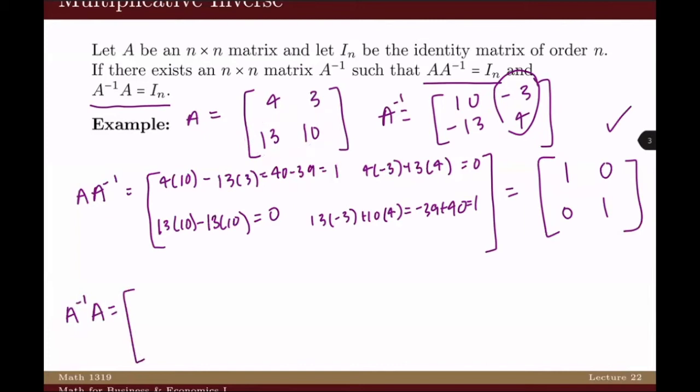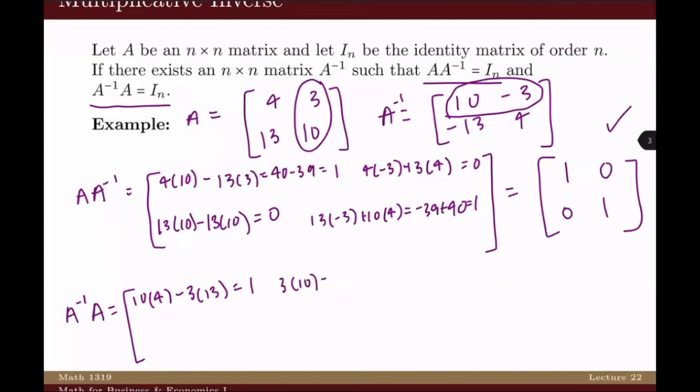So first we will start with row 1, column 1 per usual. So it's going to be 10 times 4 minus 3 times 13, which is 1, because that was the same as the previous example. And then we will do row 1, column 2, which is 3 times 10 minus 3 times 10, which is 0.